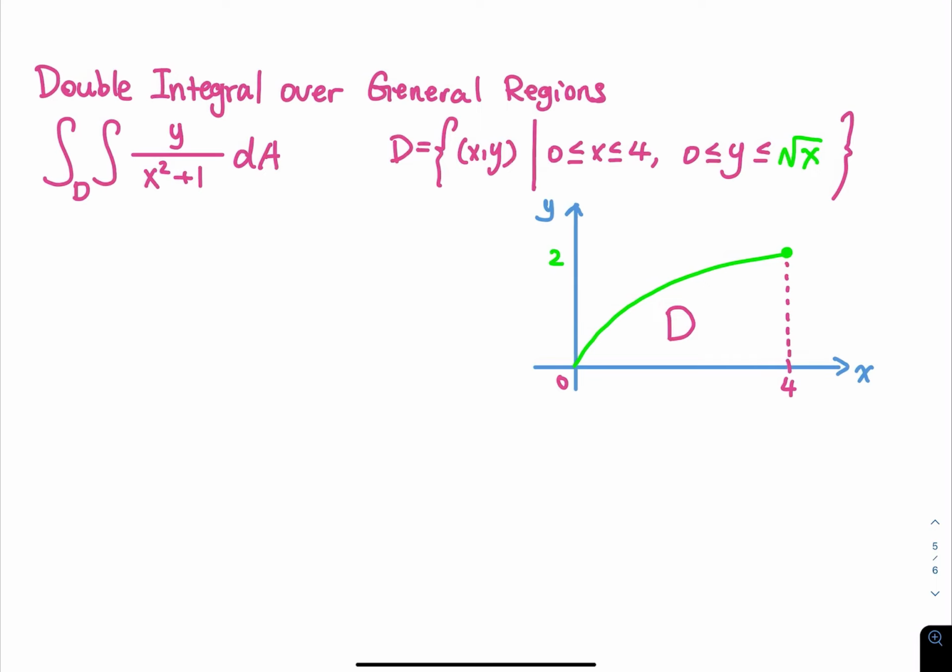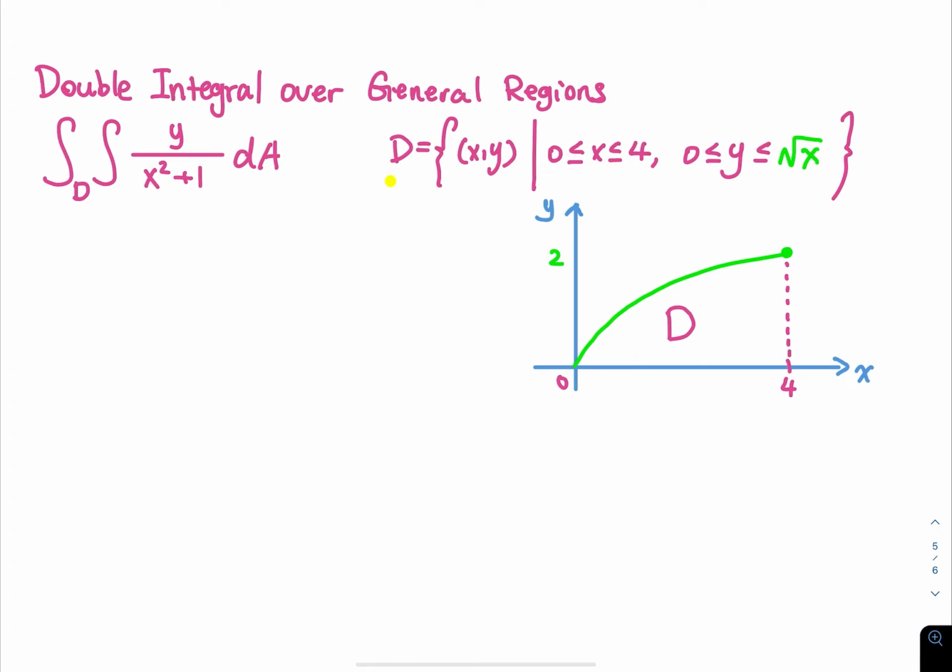Double integral over general region. What is the difference between over a general region versus over a rectangle? So here is the difference. I have a function y over x squared plus 1. And then this one is over this general region.